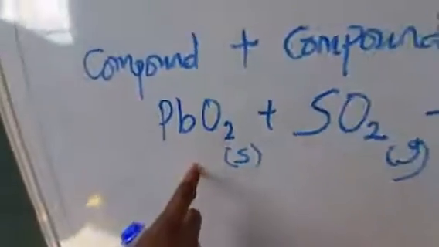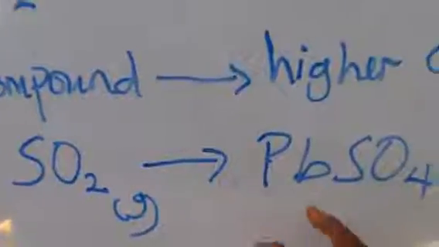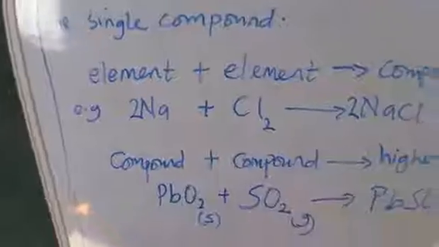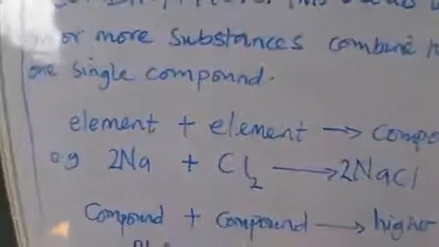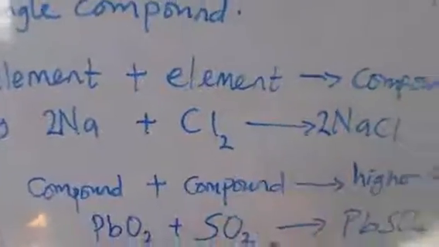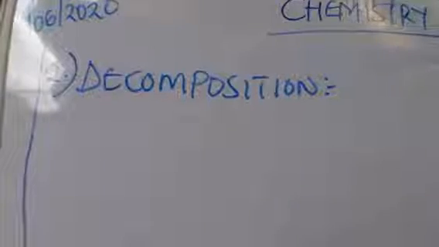So lead oxide is a compound. When it reacts with another compound, sulfur oxide, we also get a higher compound. So these are the two ways in which a combination reaction can occur. We can have an element reacting with another element to give us a compound, or a compound reacting with another compound to yield a higher compound.